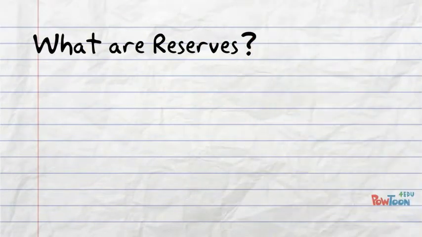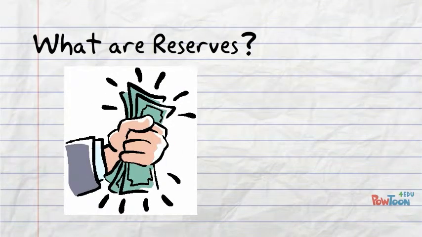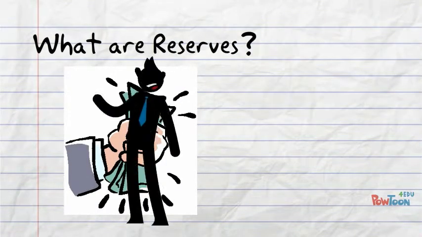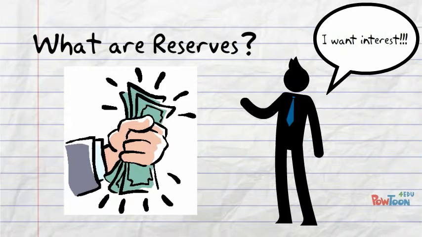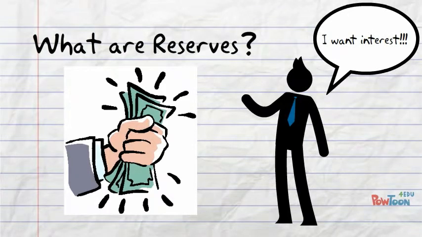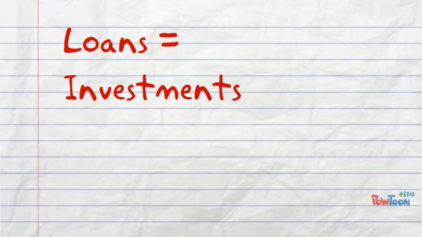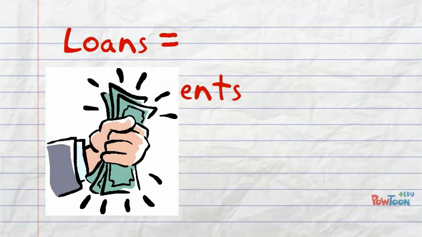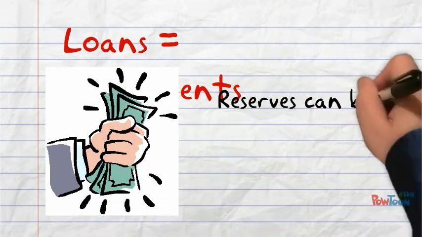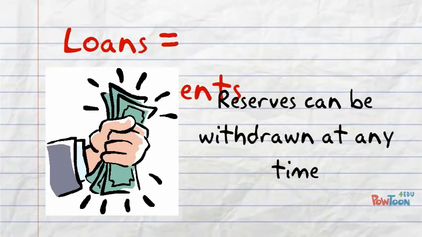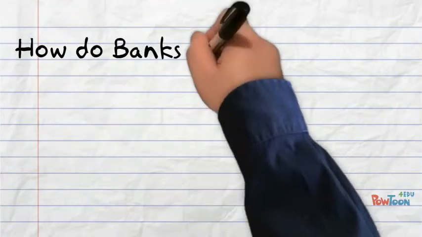So what are reserves? Well, banks can't afford to hold all of the cash that gets deposited. This is because depositors expect to receive interest on their deposits. So what can the banks do with the money they can't afford to keep? They invest it. The money kept from each deposit is held by the bank as cash on reserve. This cash is available to be withdrawn by depositors at any time. The remaining money from deposits is loaned out through investments.